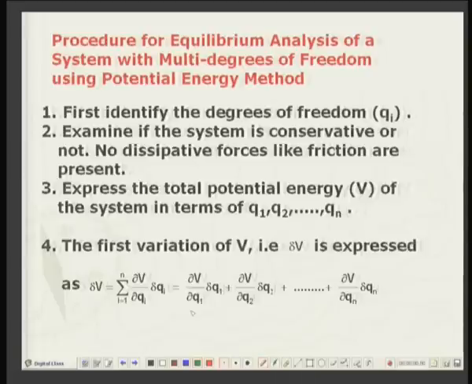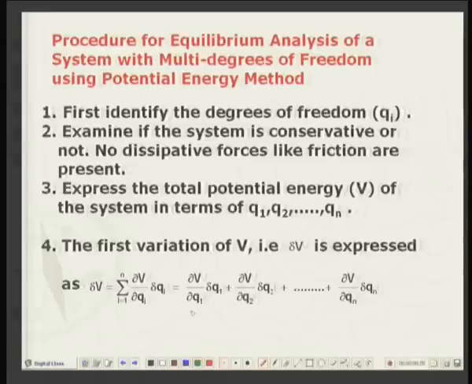Then an important thing is to examine whether the system we are dealing with is conservative or has some dissipative components, that is friction, viscous or dry friction, or in higher systems some dissipative mechanism that evolves heat. So we shouldn't have those dissipative components. All it means is our system is a totally conservative system. Then the total potential energy of the system, that is V, is expressed in terms of the generalized coordinates q1, q2 up to qn. So V is a function of qi, i going from 1 to n.